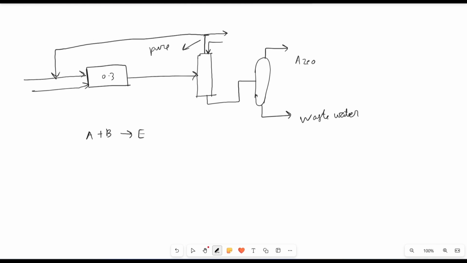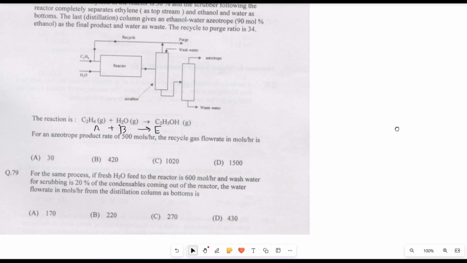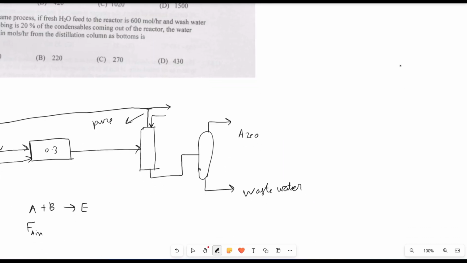suppose A inlet in the reactor is FA in. I am denoting the inlet of the reactor as FA in. Also, let me write some other data which are given. The recycle to purge ratio is 34. So let this stream be F recycle A, because A is getting completely recycled as pure A. Let this be FPA, the purge of pure A. Let this stream be F azeotrope, and let this stream be F wastewater.